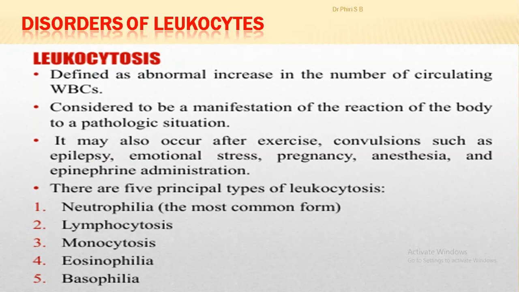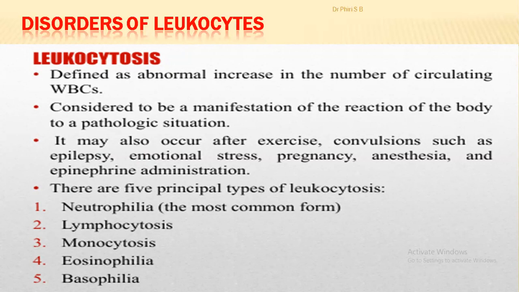called leukocytosis. So there are 5 principal types of leukocytosis. There is neutrophilia, which means what is mainly affected is the neutrophils. Then you have lymphocytosis, monocytosis, and then you can have eosinophilia and basophilia.